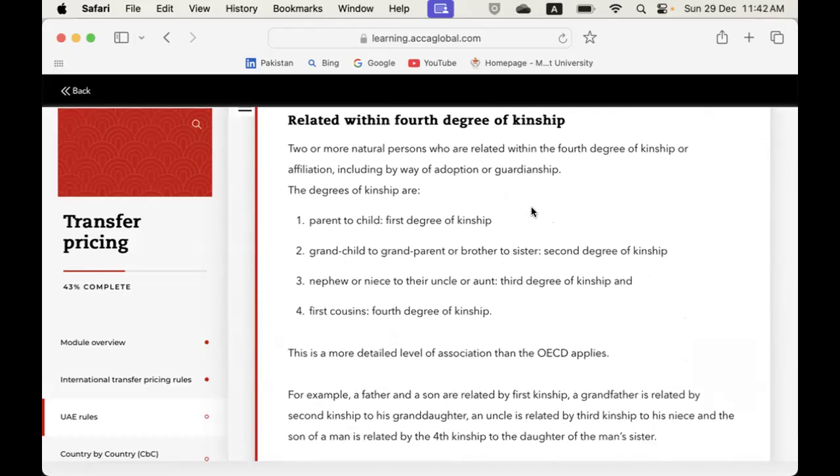Very interesting angle, especially written from a UAE perspective, but if you really look at it, the model tax convention also uses a similar definition. Two or more natural persons who are related within the fourth degree of kinship. What does that mean? Fourth degree of kinship.